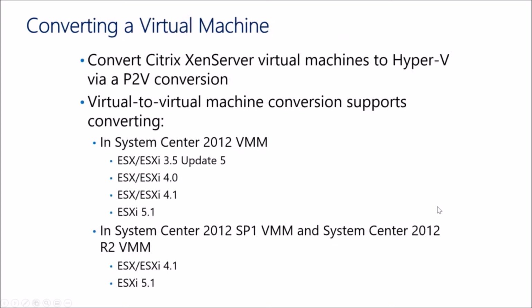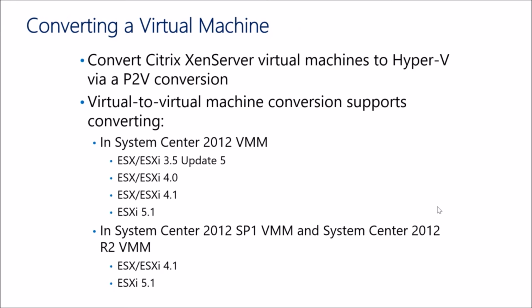So what about converting virtual machines? Obviously, we know that Hyper-V is not the only virtualization hypervisor in the world. We know of VMware as probably the main competitor or main alternative, and there's also Citrix as well, and many others. So we can convert Citrix Zen Server virtual machines to Hyper-V using P2V conversion. If you don't know what P2V stands for, it's physical to virtual conversion.